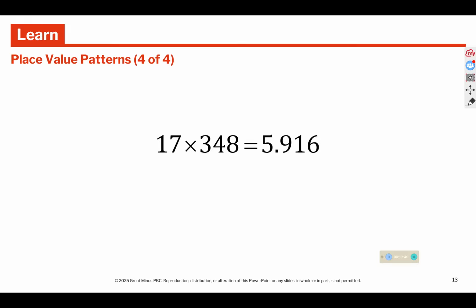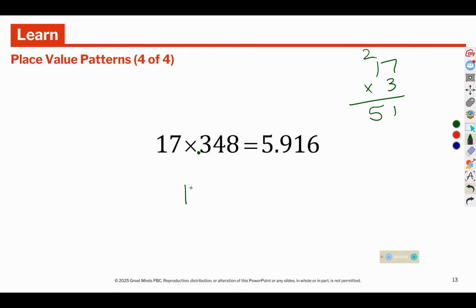So this shows 17 times 348. It's 5.916, which is not a true number sentence. So we need to figure out where we could place the decimal to make this true. If I did 17 times 3 and a little bit, well, 17 times 3, 3 times 7 is 21, 3 times 1 is 3, plus 2 makes 5. So 17 times 3 would be 51, but not 5.